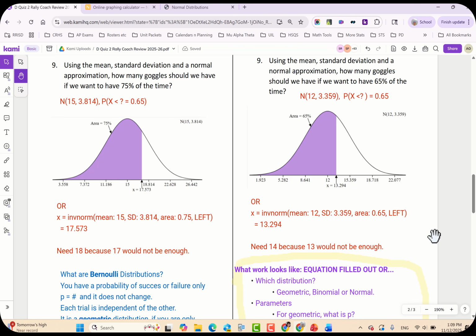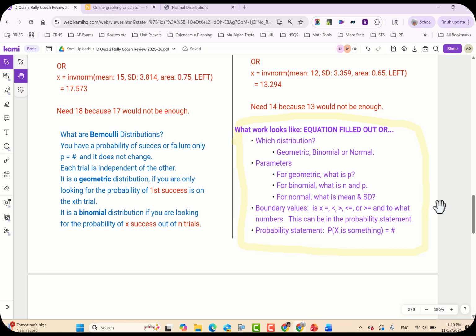And then just a quick talk about what work looks like on these equations. So first of all, you can always do an equation filled out for geometric or binomial, and you don't even have to label it. The equation itself is a reference. So it kind of tells us that you know what you're doing, because guess what goes in the equation? Well, first of all, the actual equation tells us which one it is, geometric or binomial. For geometric, we would have P in there, and then we would have your X, right? For binomial, we would have N and P and X. And then for normal, that's a different beast. We would have mean and standard deviation.